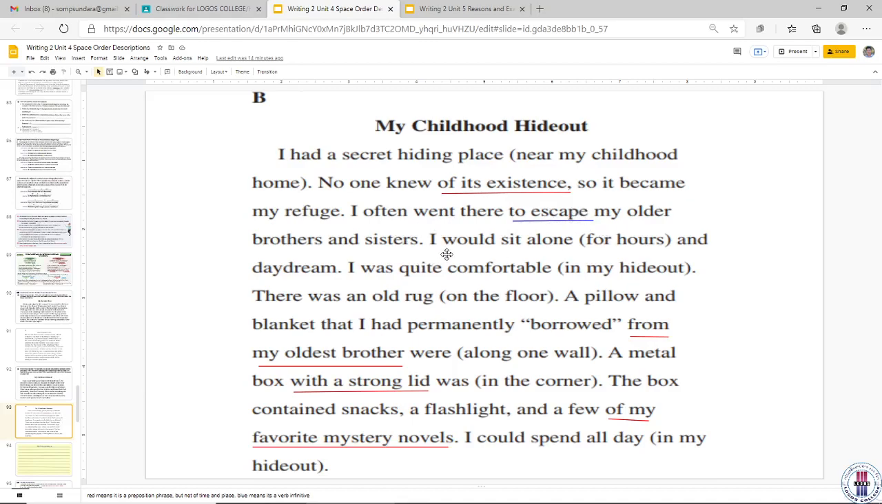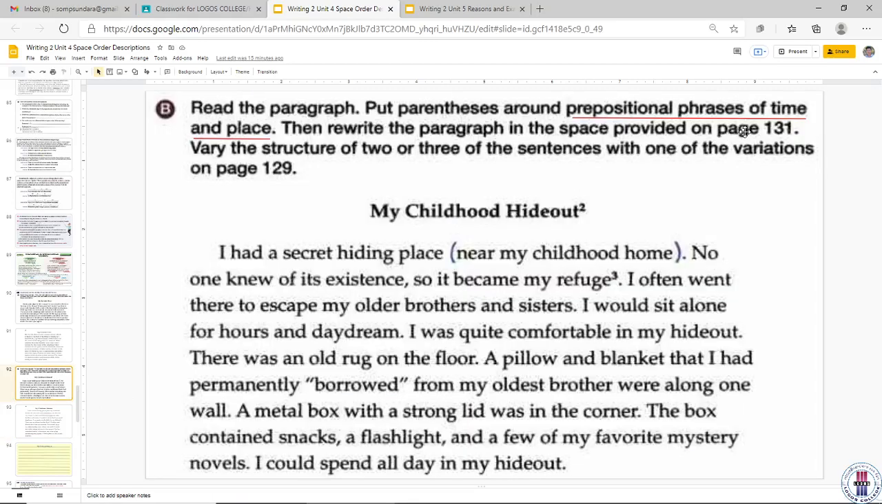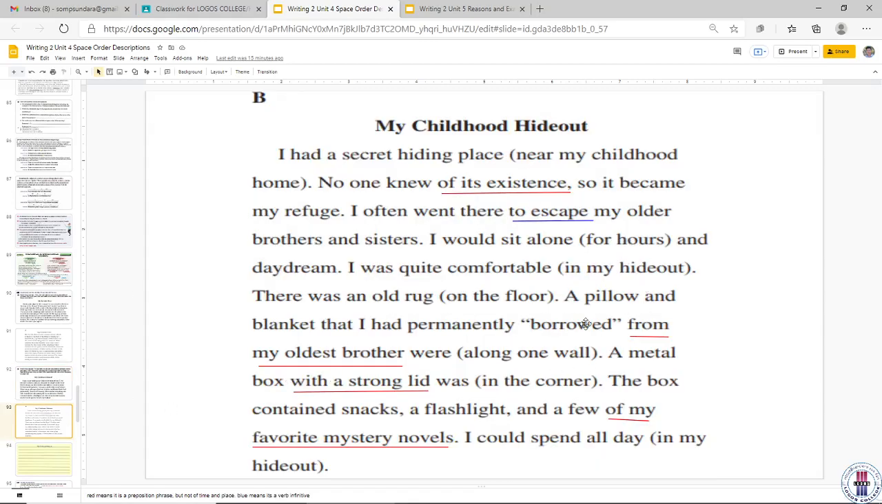My older brothers and sisters, I would sit alone for hours, time, and daydream. I was quite comfortable in my hideout, location. There was an old rug on the floor, location. A pillow and blanket that I had permanently borrowed from my oldest brother. So yes, this is a prepositional phrase, but this talks about possession. Right? This says the blanket belongs to who? His oldest brother. So this is not a prepositional phrase of time and place. So this is why in your answers they don't select it.